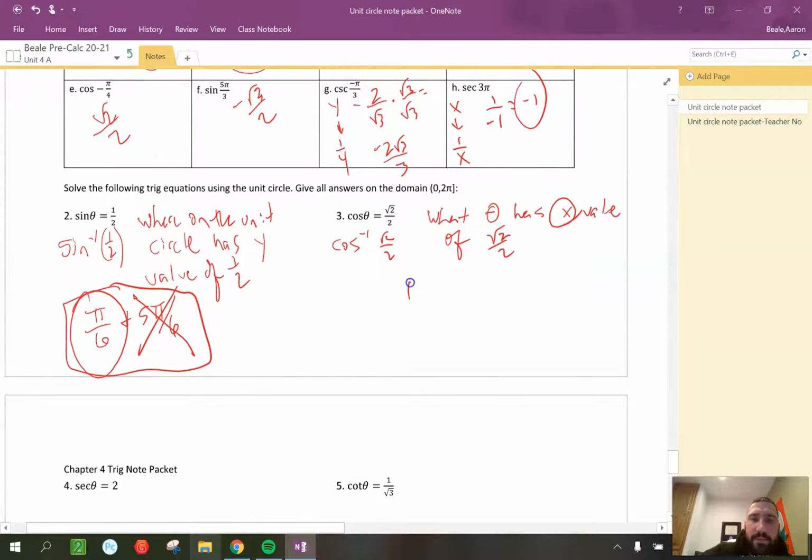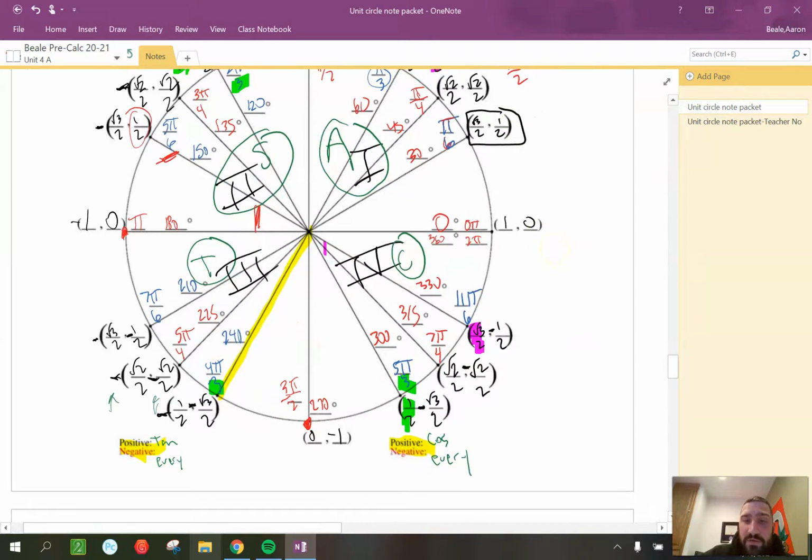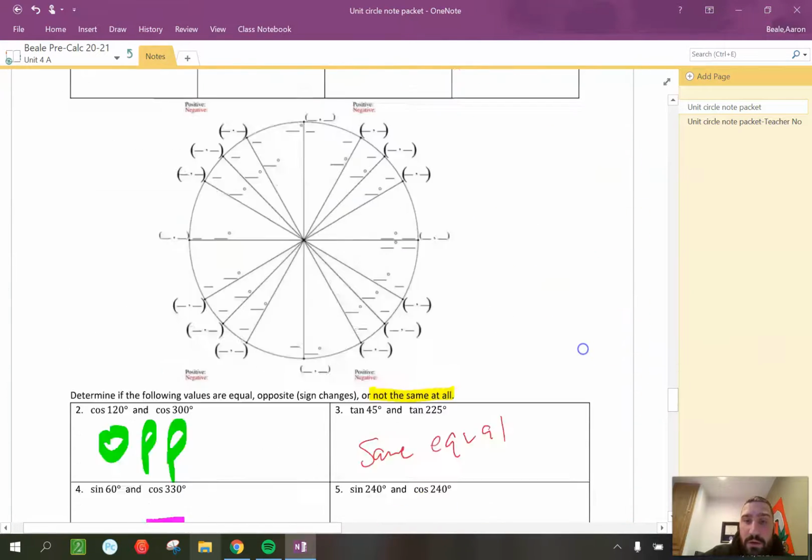So we'll write that down. But where on the unit circle do you get another positive x for pi over 4? And I believe it's in quadrant 4, right? So if you go in quadrant 4, you get a positive √2/2 at 7 pi over 4.